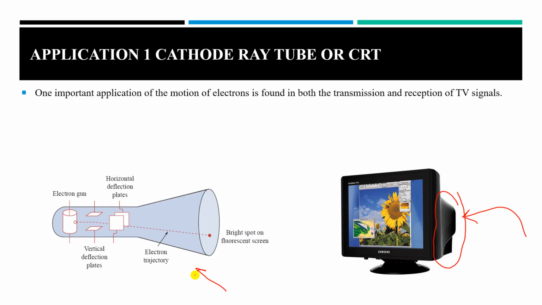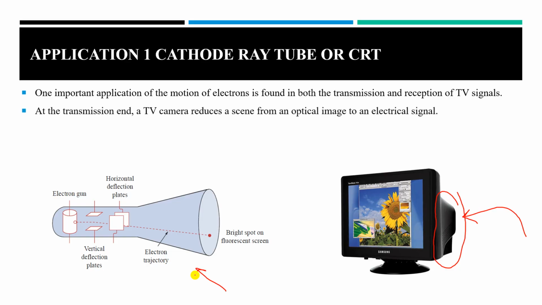It is one of the important applications of the motion of the electrons, found in both the transmission and the reception of TV signals. At the transmission end, a TV camera reduces a scene from an optical image to an electrical signal. So here we have the TV camera, which takes an optical image, then converts it into an electrical signal that is sent to our homes, for example. At the receiving end at our home, the image is reconstructed by using a cathode ray tube, which is this one.